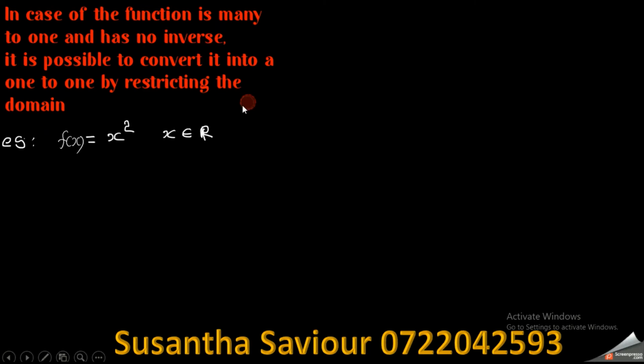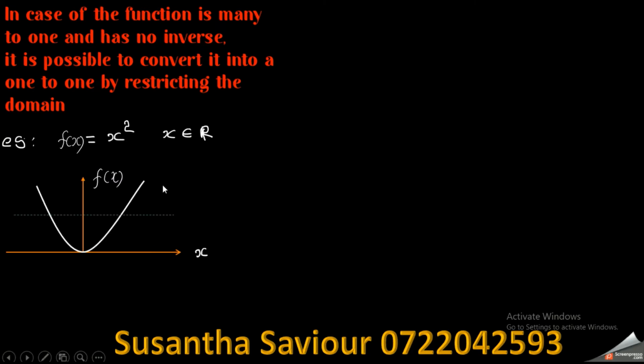Look at this. If you take a function like f(x) equals x squared and the domain is x belongs to R, in this case the function is many to one, right? If you draw a horizontal line, it cuts the curve at two different places. Therefore, this is a many-to-one case. Many-to-one functions do not have an inverse.